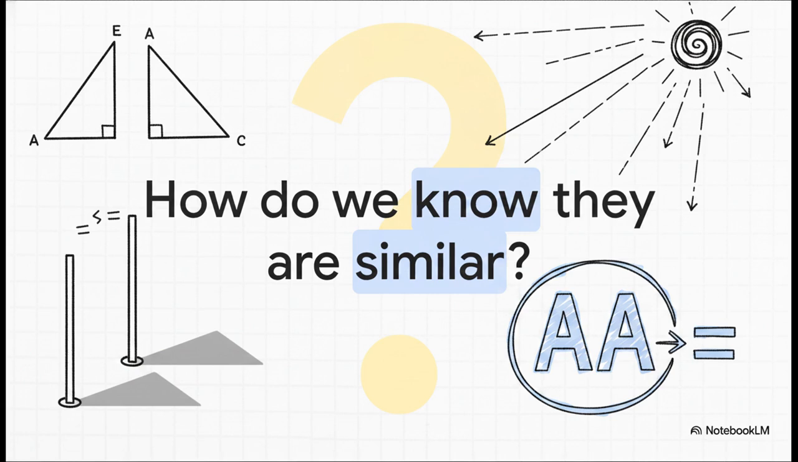Well, think about it. The poles are perfectly vertical, right? So angle R and angle C are exactly 90 degrees, no doubt about that. And since these shadows are being cast at the exact same moment, the sun's angle of elevation is absolutely identical for both. That means angle P and angle A are equal too. So thanks to the angle-angle, or AA test of similarity, we know for sure these triangles are similar. Keep this AA test in mind, it's going to be super important for us today.